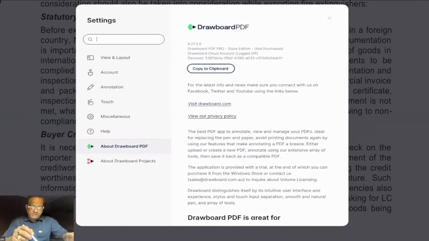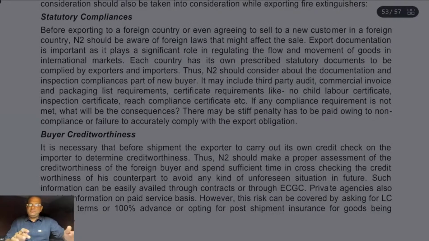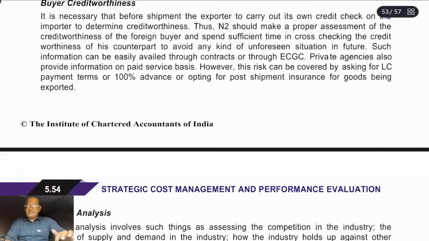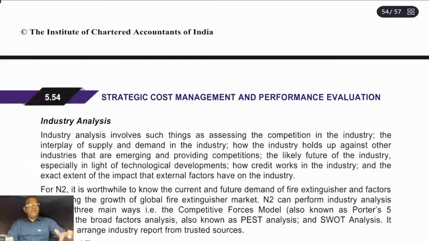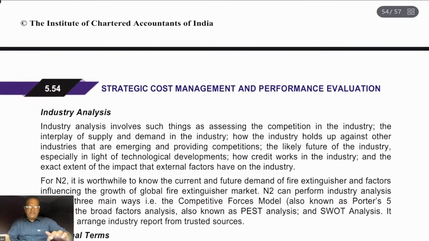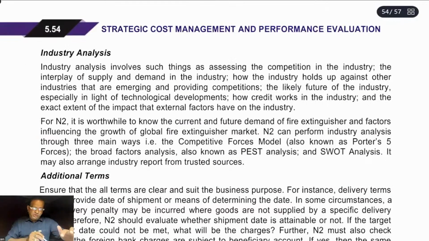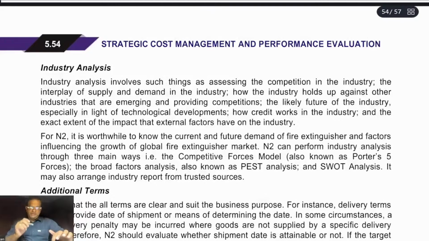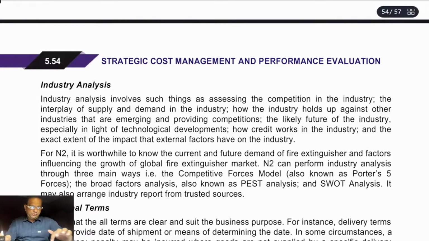Okay, beta, I'm giving complete 7 minutes of time. Read each and every point given in these 4 points: statutory compliance, buyer creditworthiness, industry analysis, and additional terms you have to consider, and then give your final advice overall whether the company should accept this export order or not.